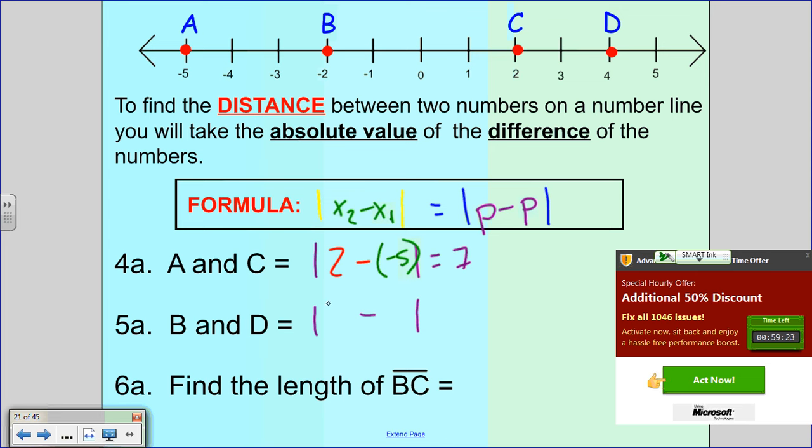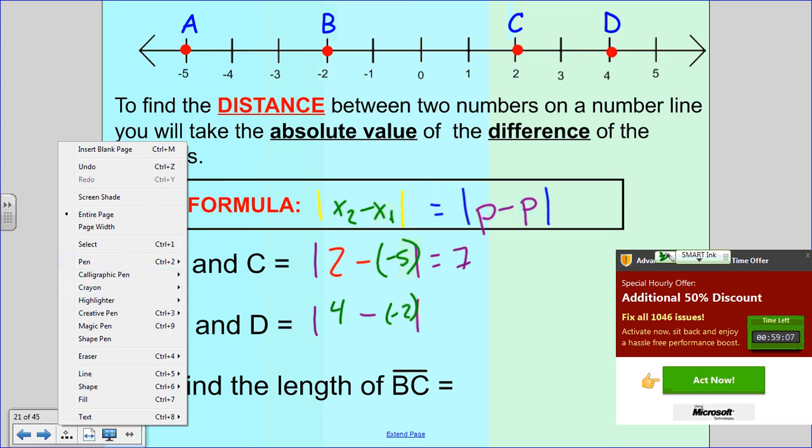D is on the right, so he will come first. So put 4 for D, and B is at negative 2. You can put minus 2 in parentheses for B on the right. Now you can do this without a calculator. You should be able to, and it might be faster without a calculator.